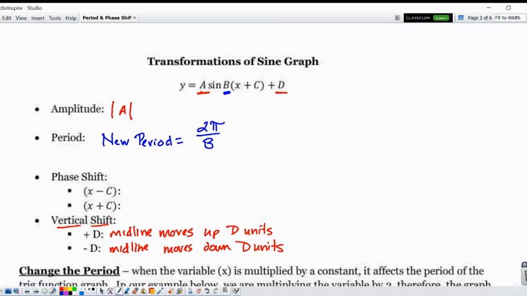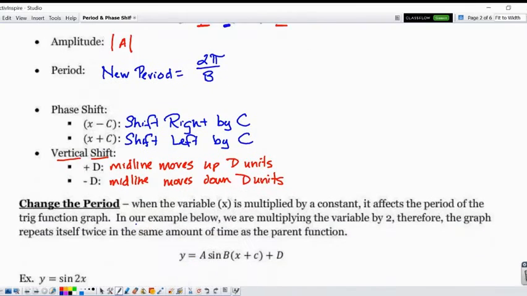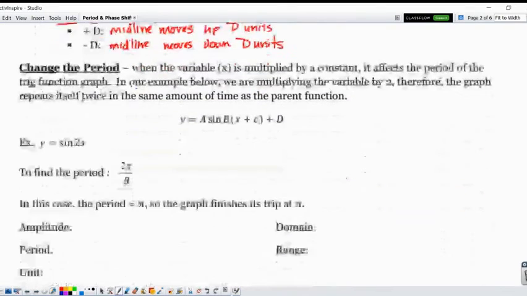And that's the way we're going to remember our phase shift as well. It's with the x. Our x is a liar. So if it says x minus c, we are actually going to shift right by c units. And if it says plus c, we're actually going to shift left by c units, whatever that happens to be. So the first thing we're going to do from these two x changes is talk about changing the period.